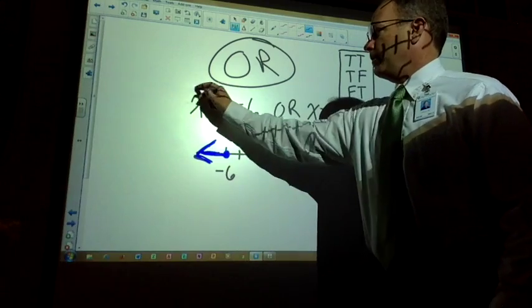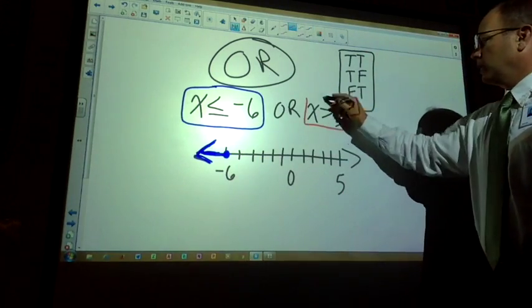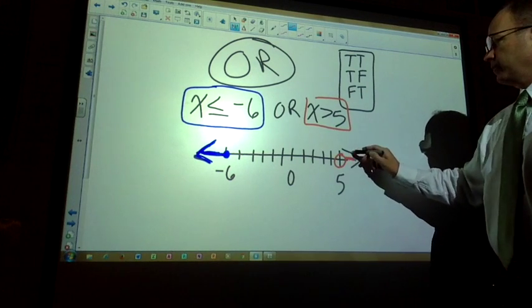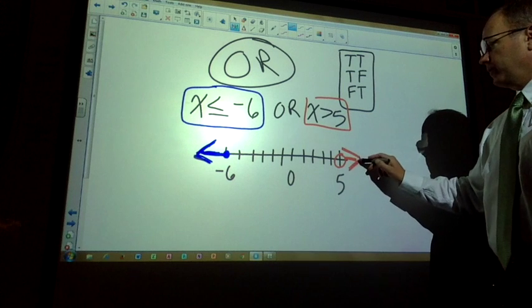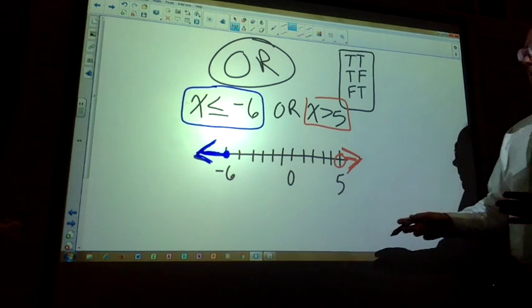Everyone still with me? That's going to the right. Open dot right? Open dot left. To the right. Still with me? Okay, so this is like the ones we've been working on.